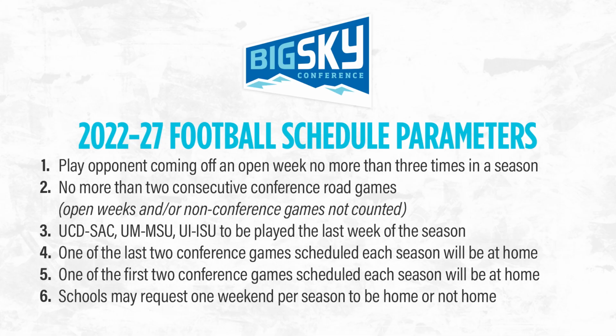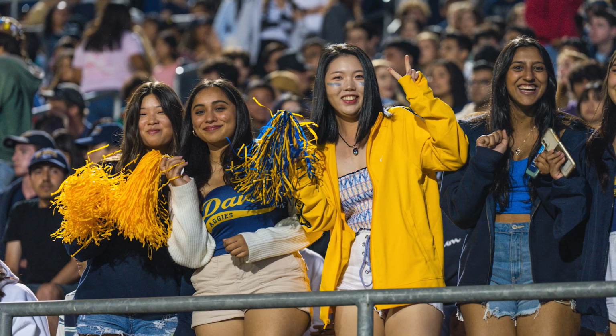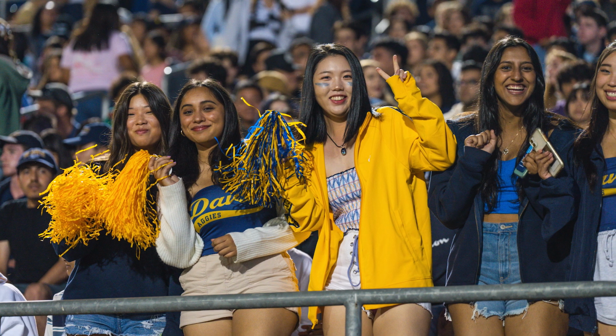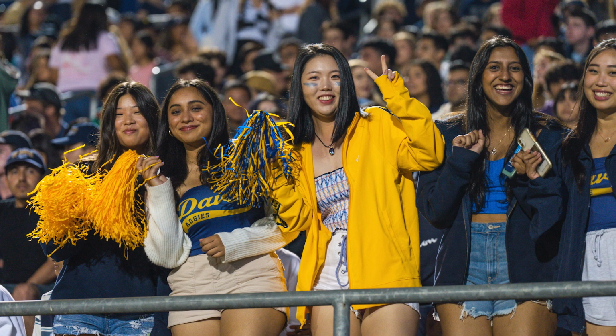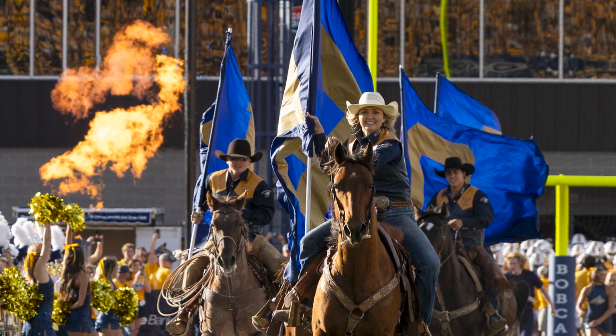What are the parameters that go into creating each schedule? This time around, when we developed these schedules a few years ago, there were 6 criteria that our members wanted. The first being that one of your first 2 conference games will be at home. On the back end, one of your last 2 conference games will be at home. We also, of course, incorporate our rivalries, and that being the last week of play. So that automatically gets slotted in. Of course, they alternate where they're playing each season.